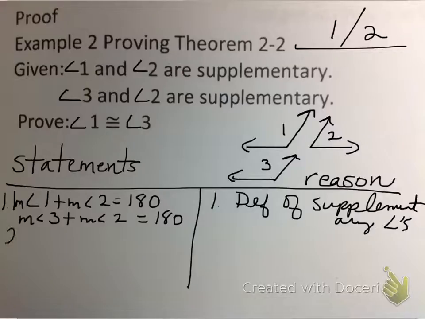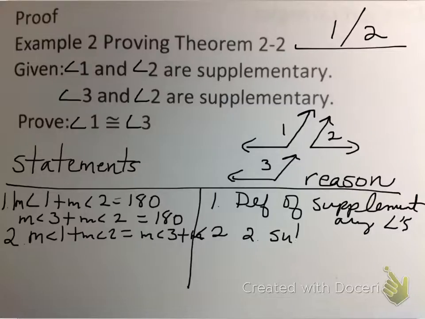Alright, number 2 is they're both set equal to 180. So we're going to set them equal to each other. So measure angle 1 plus measure angle 2 is equal to measure angle 3 plus measure angle 2. I'm sorry, it's hard to write with the stylus. So that would be reason 2, substitution property.